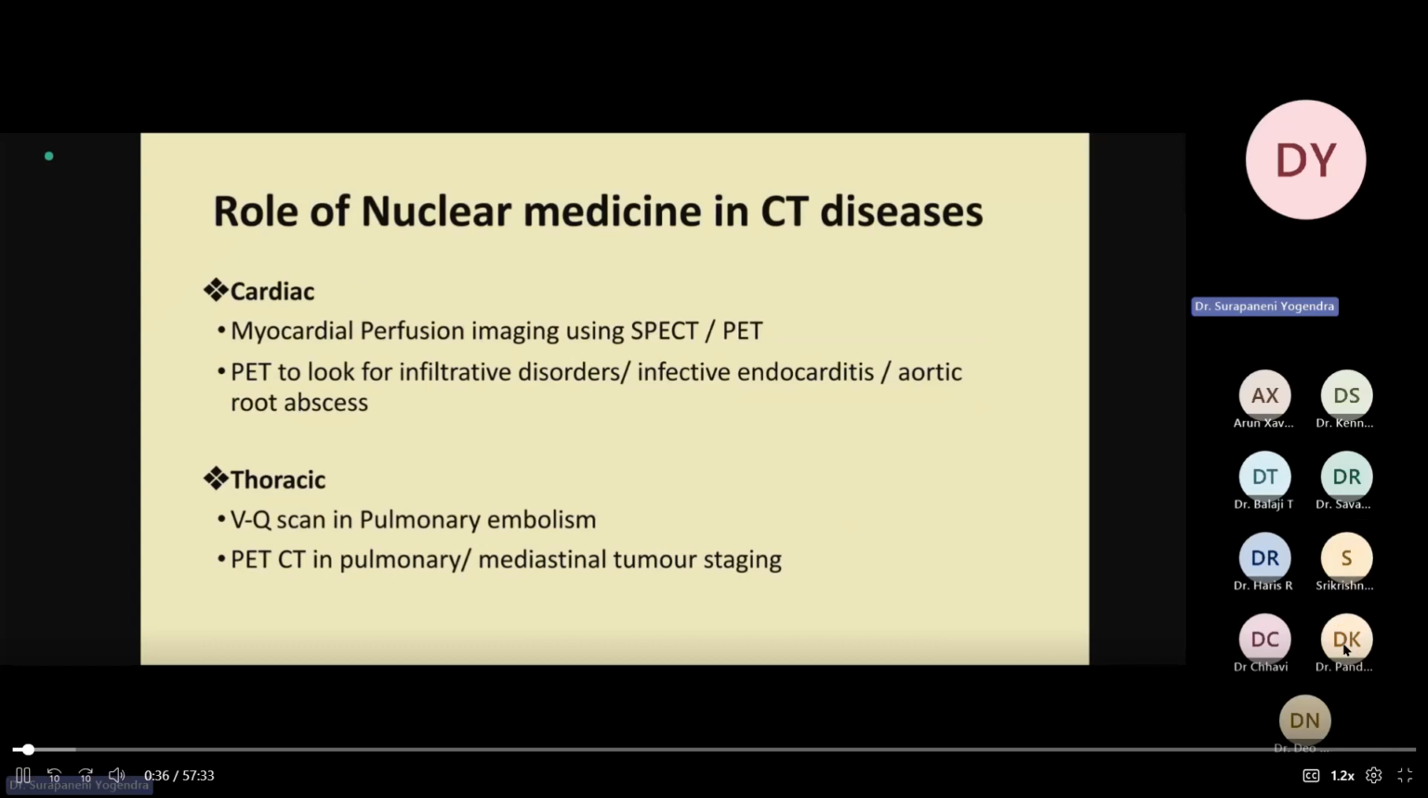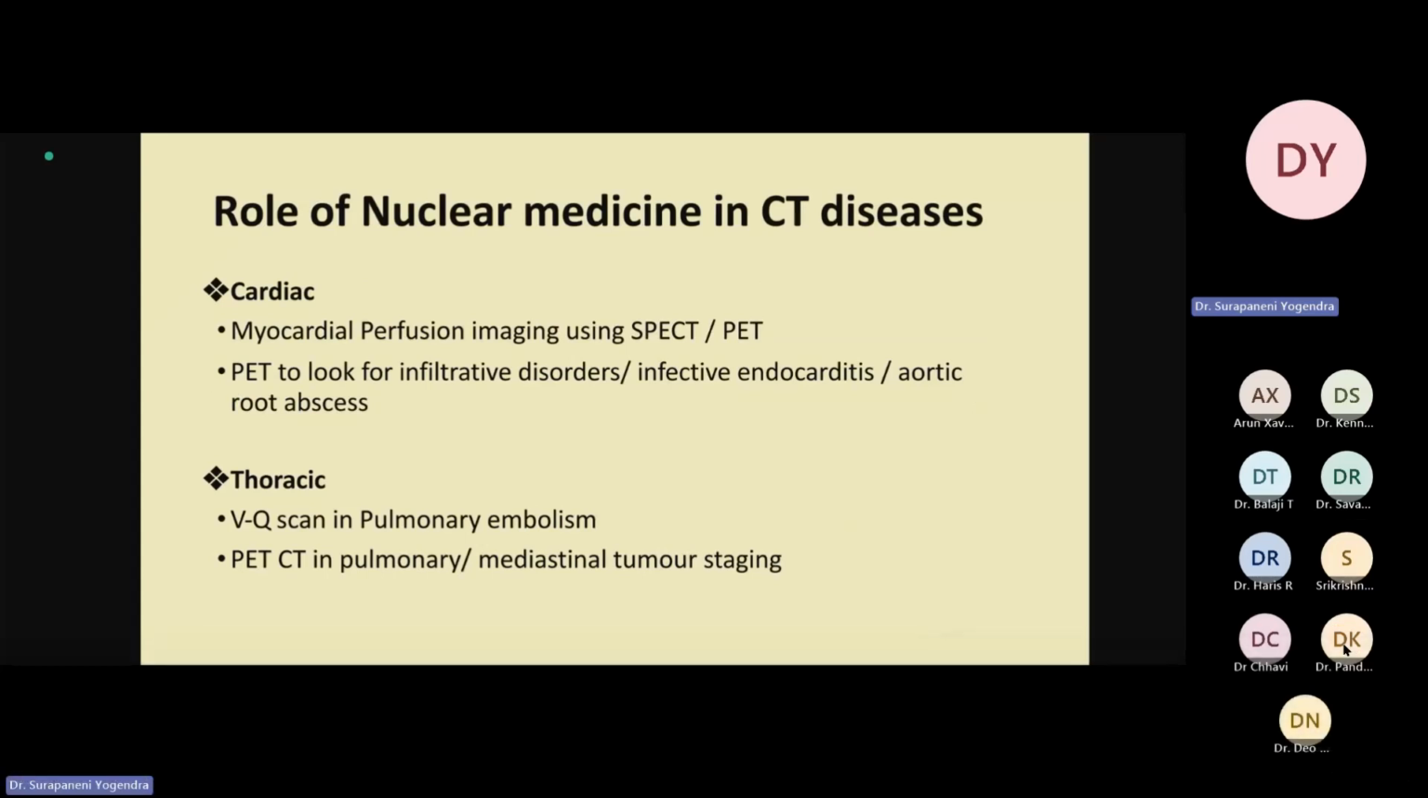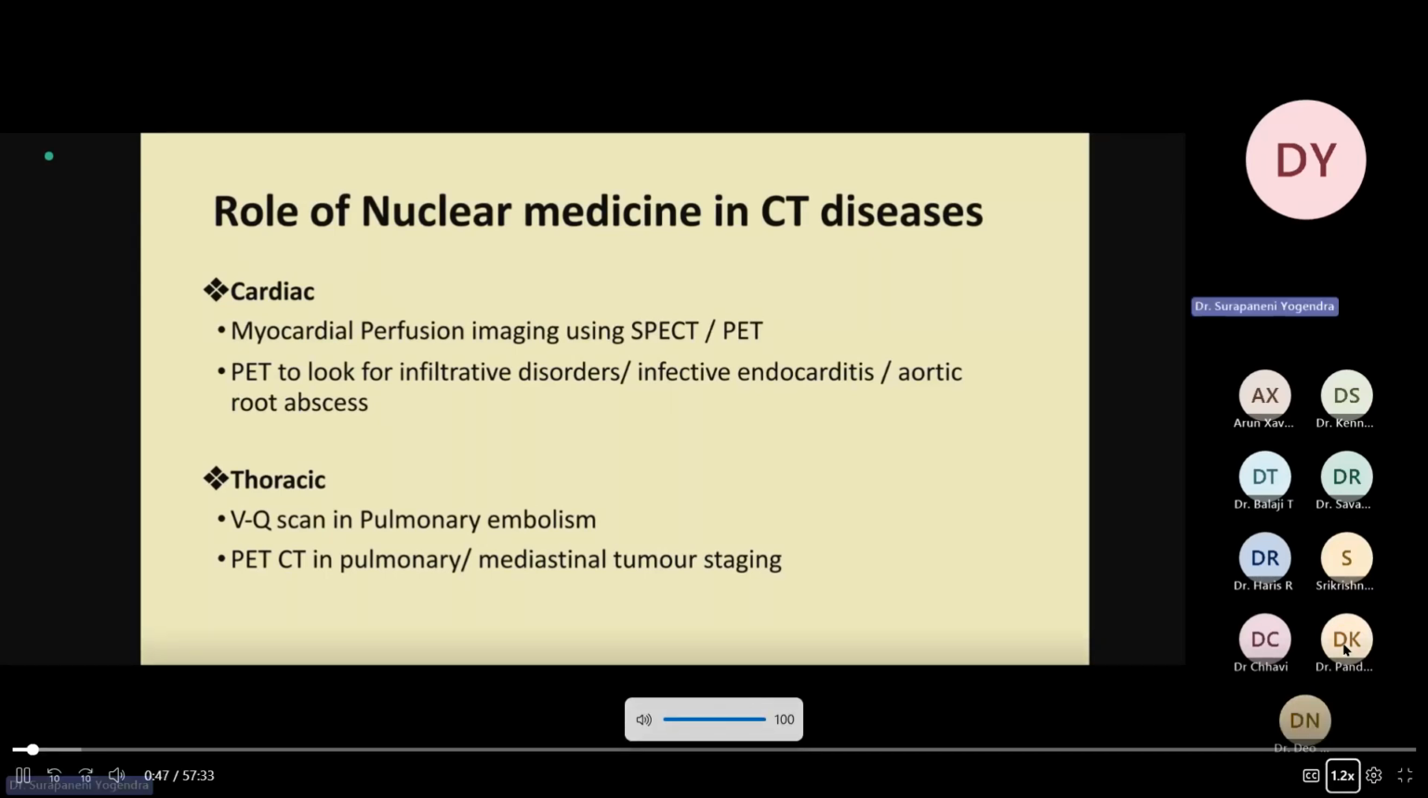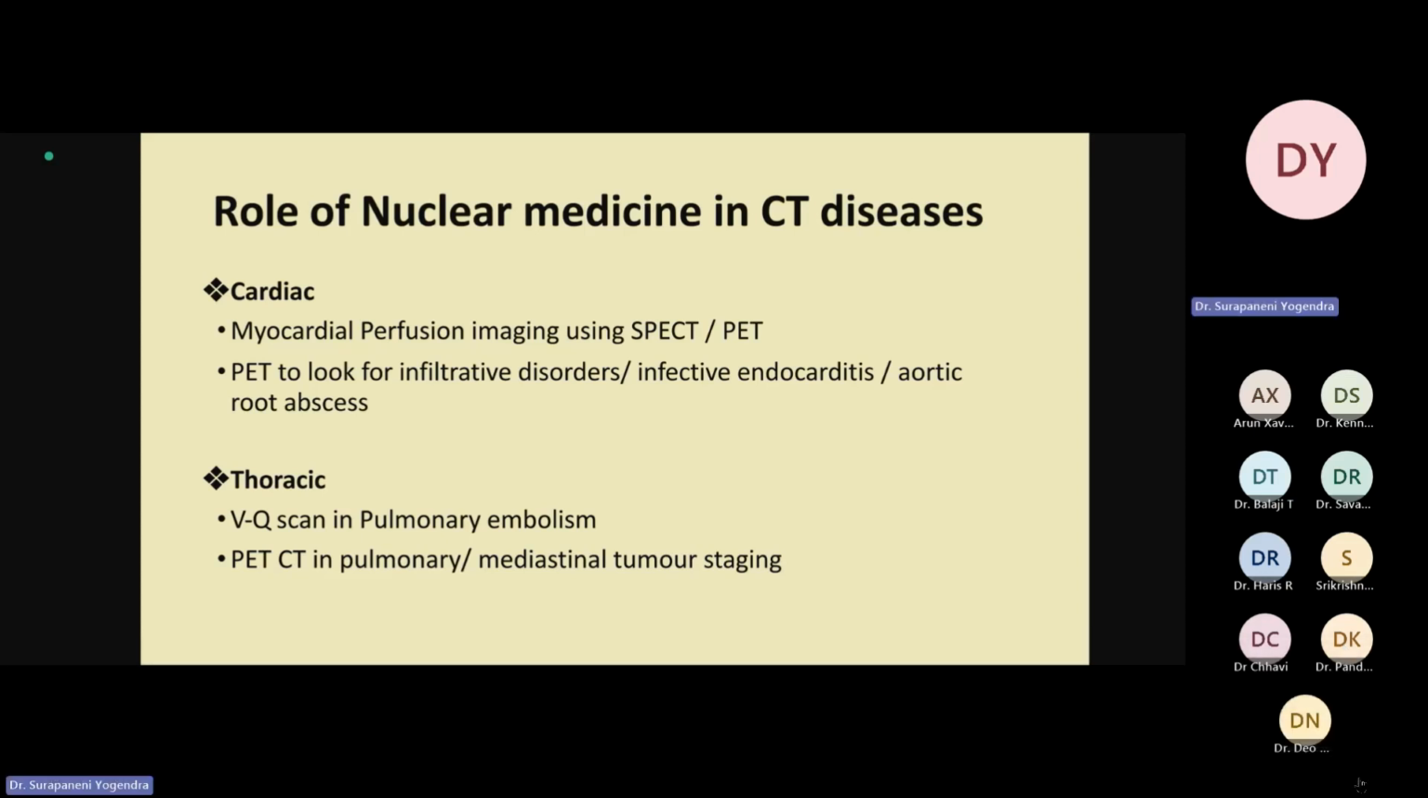So, role of nuclear medicine in CT diseases. In cardiac, it is myocardial perfusion imaging using SPECT or PET, and PET to look for infiltrative disorders, infective endocarditis, or aortic root abscesses. In thoracic surgery, VQ scan in pulmonary embolism and PET-CT in pulmonary or mediastinal tumor staging.